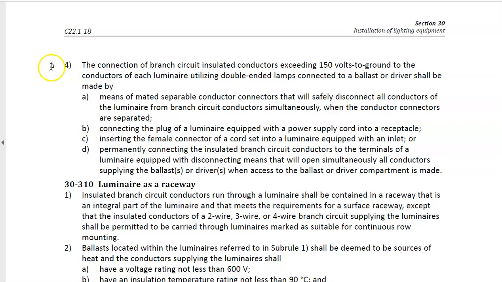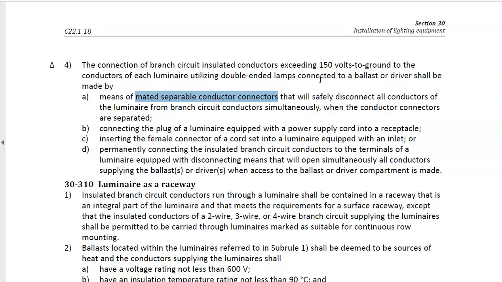Subrule 4 was recently added into the Canadian Electrical Code. I think this was 2012 that we had added this one in, and you should be familiar with what it's requiring. It's talking about anytime that we've got connection of branch circuit insulated conductors that exceed 150 volts to ground, so we're talking about a 347 or anything like that, to the conductors of each luminaire utilizing double-ended lamps connected to a ballast or driver, shall be made by means of mated separable conductor connectors that will safely disconnect all conductors of the luminaire from branch circuit conductors simultaneously when the conductor connectors are separated.